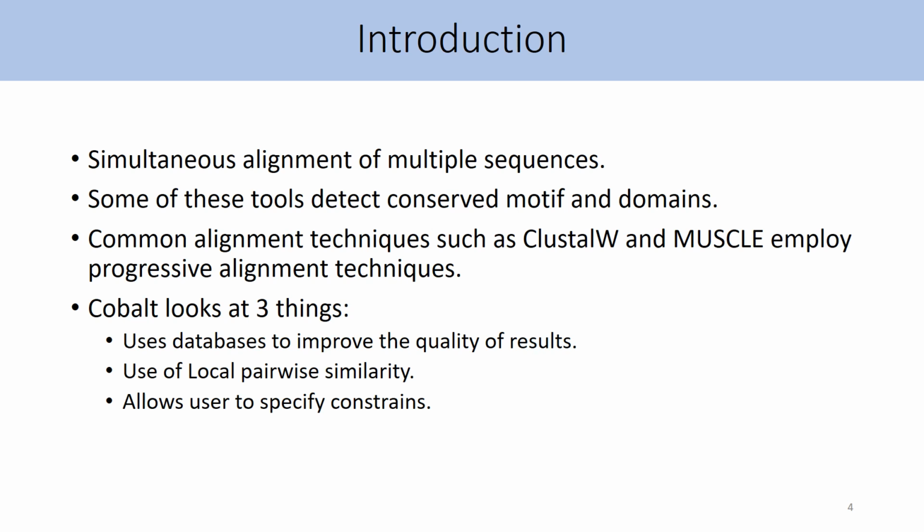Many tools aim to simultaneously align multiple protein sequences. Some of these tools detect conserved motifs and domains inside each of these sequences. Common alignment techniques such as Clustal W and MUSCLE employ progressive alignment techniques. Cobalt will look at three things. It'll use databases to improve the quality of results, these being the conserved motif and domain databases. It will use local pairwise similarity to compare sequences and will allow the user to specify constraints.